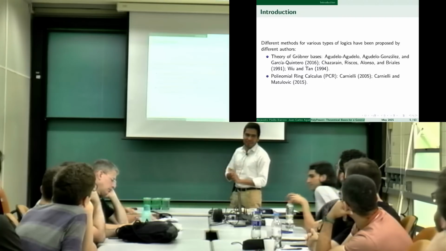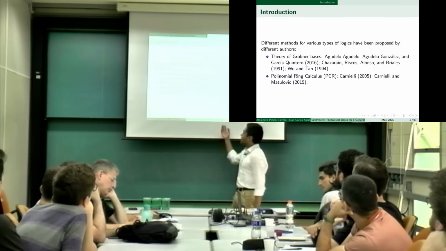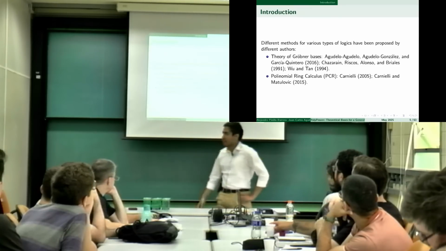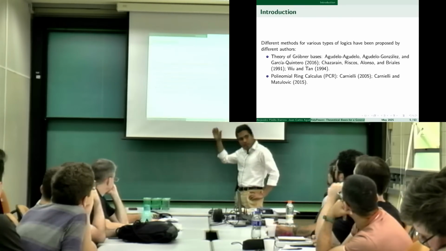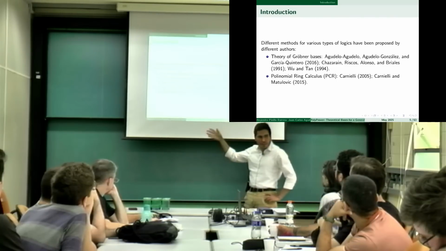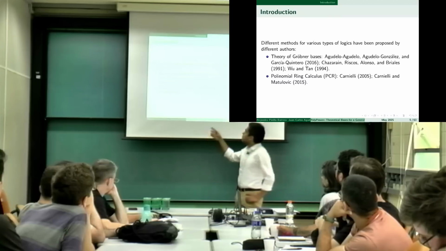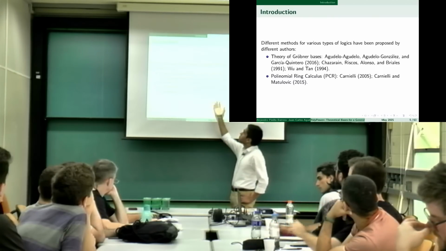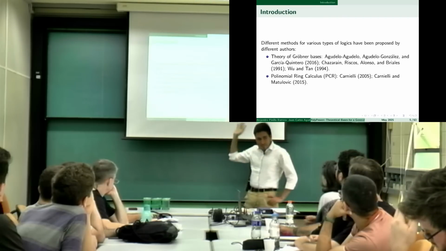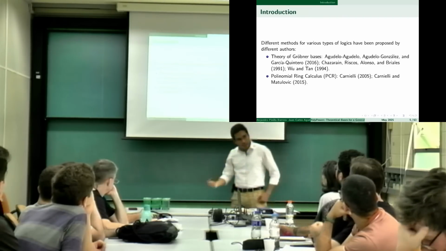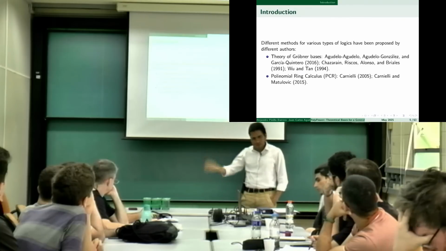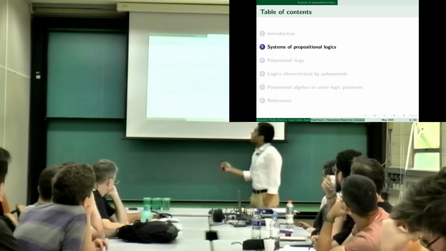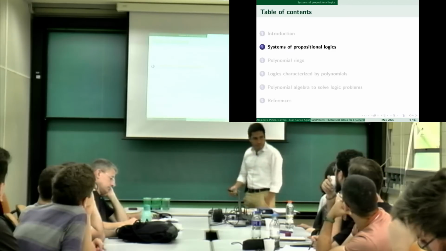Okay, so we have basically 2 approaches. Polynomial ring calculus, the founder being Professor Carnielli, and we have another approach which is related to the theory of Gröbner bases. Okay, the first ones to propose this approach were Chazarain, Alonso, Briales, and then it was applied by the rest of the authors, using different logical systems. So let's introduce what we need.